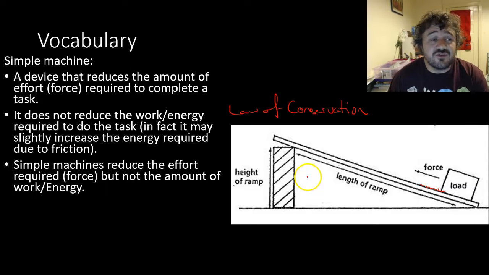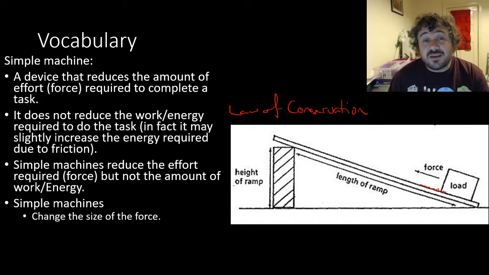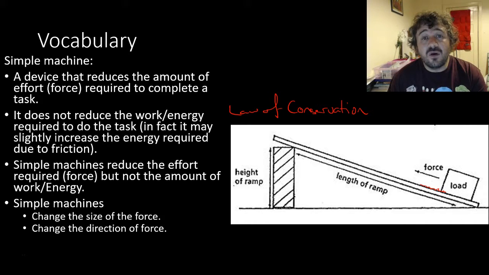Simple machines reduce the effort required, but not the amount of energy. That's the quick little summary there. So a simple machine will reduce the amount of force required to do something, but not the amount of energy. So some simple machines basically change the size of the force, or they change the direction of the force, or they change the speed.